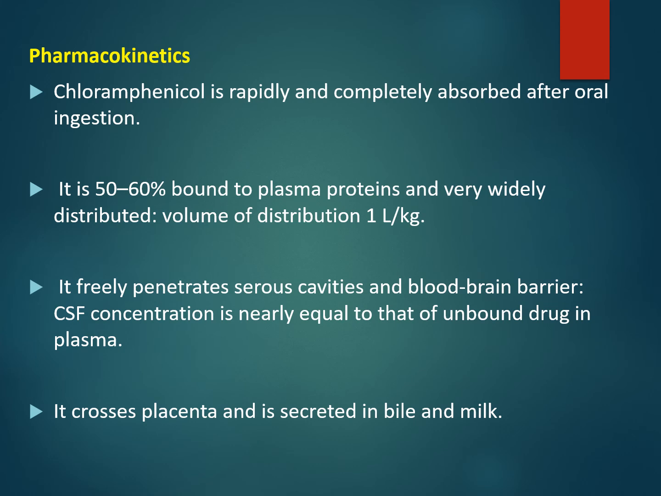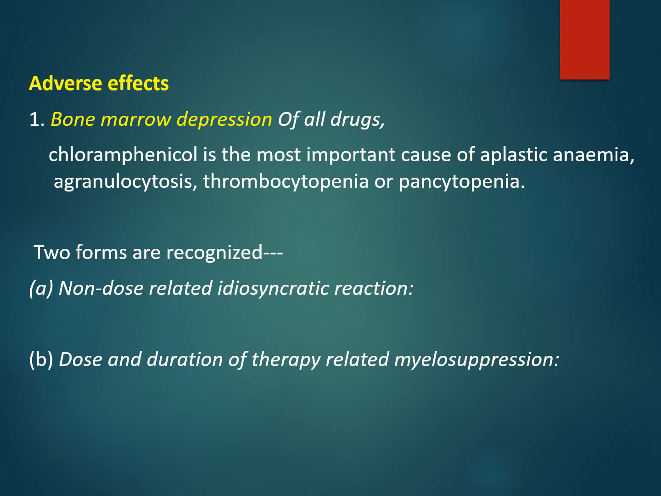Coming to the pharmacokinetics, chloramphenicol is rapidly and completely absorbed after oral ingestion and is 50 to 60% bound to plasma protein. It freely penetrates serous cavities and the blood-brain barrier, so it can be used in meningitis. It crosses the placenta and is secreted in bile and milk, which means it is relatively contraindicated in pregnancy. Coming to the adverse drug reactions, the very important and very dangerous adverse effect of chloramphenicol is bone marrow suppression.